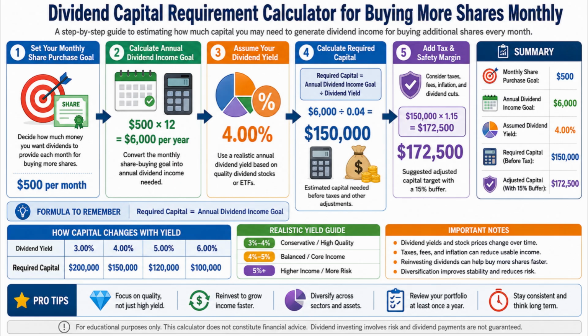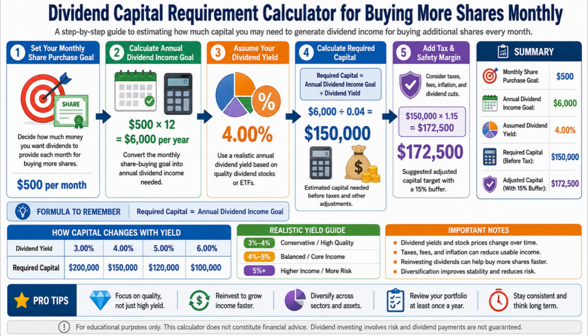Furthermore, consider adding a safety margin for taxes, investment fees, inflation, possible dividend reductions, and changing market conditions. In the example shown, a 15% buffer is added to the original estimate. Multiplying $150,000 by 1.15 gives an adjusted capital target of $172,500. As a result, instead of aiming only for $150,000, an investor may consider building toward approximately $172,500. This additional buffer may help protect the monthly share buying plan if dividend income becomes lower than expected.